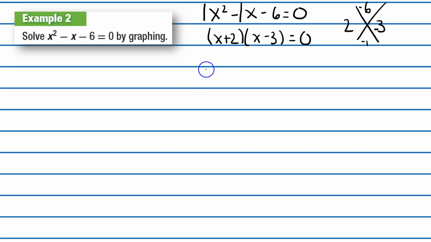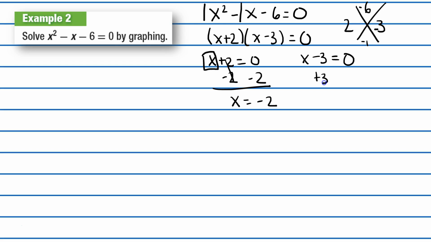to 0. Let's set both of these equal to 0. x plus 2 is equal to 0. x minus 3 is equal to 0. Solve for x on both equations. These two numbers actually give you where it crosses the x-axis. But we're not quite done from here yet. Let's get all our information, then it's going to be easy to graph.